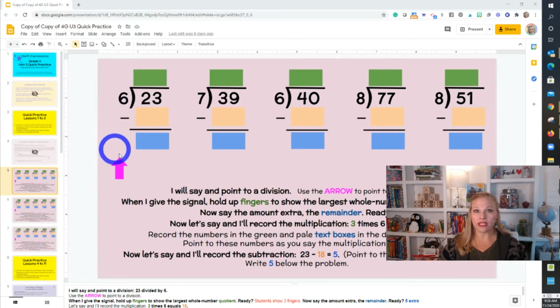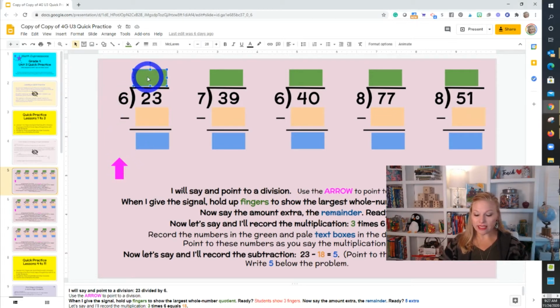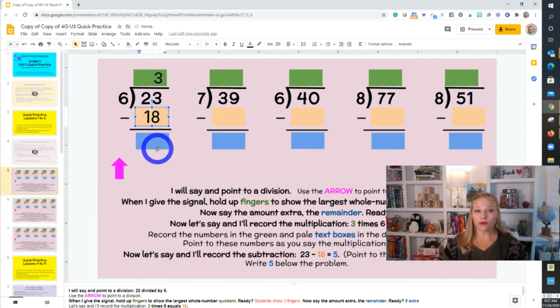And so we would then say, okay, boys and girls, let's say the entire equation. And we would say 6 times 3 equals 18. 23 minus 18 equals 5. And then we go to the next problem. So the first one is, what's the first number in the quotient? Class, 3. Boys and girls, how many will be left over? Class, 5.